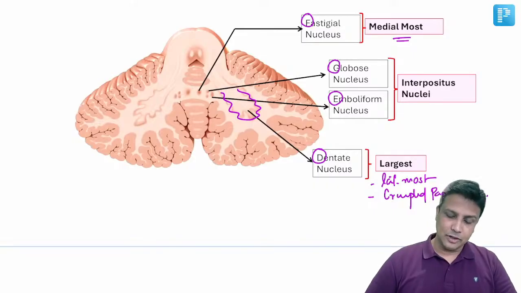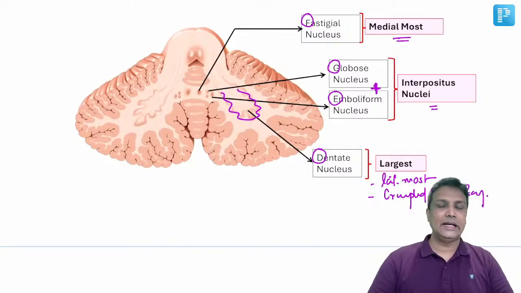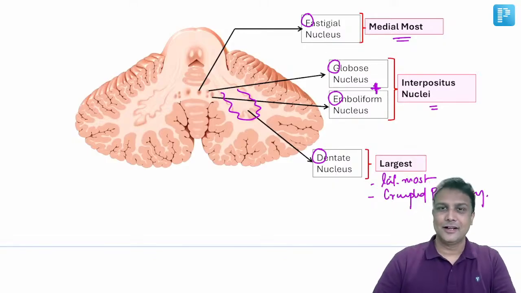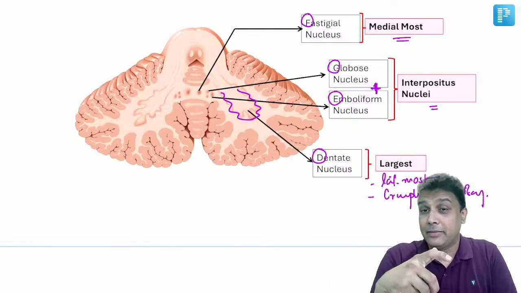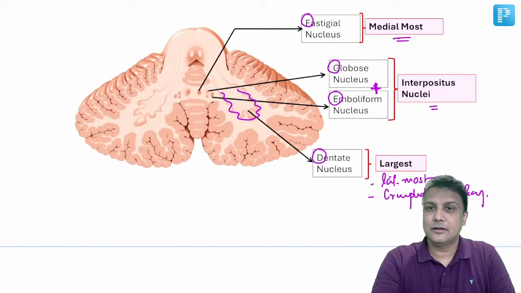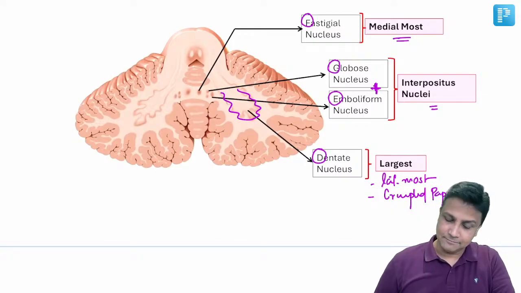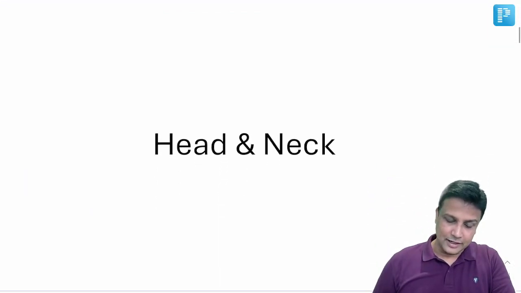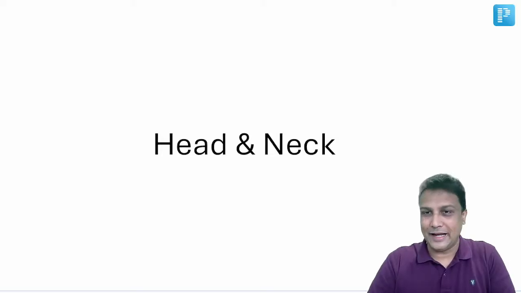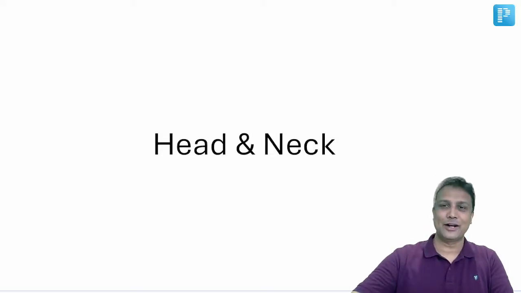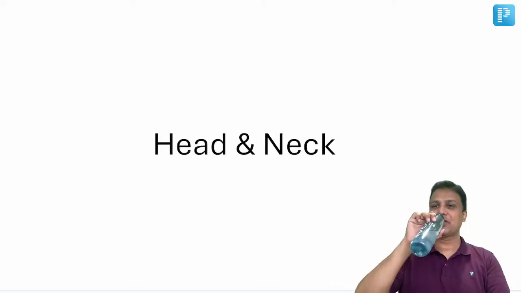Now, globose and emboliform together, they will be combined, and combinedly they are referred to as interpositus nucleus. So all these points regarding the cerebellum have to be revised before going to the exam. I hope all these things are very much clear here. Now we are done with all the high yield topics to be revised in neuroanatomy here. Let's go to the next important topic, that is head and neck topic here.